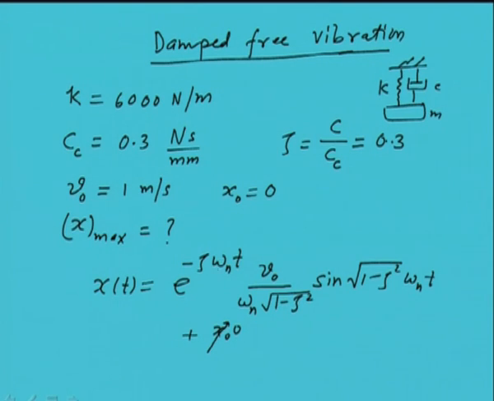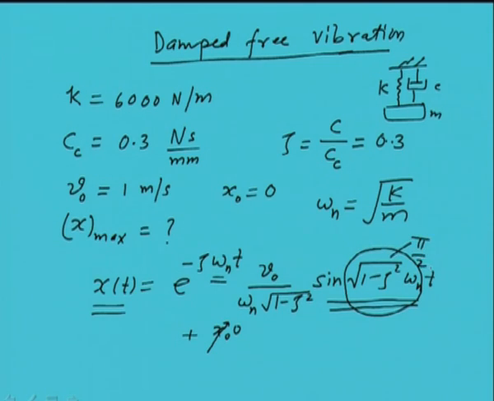Now we need to obtain various quantities like the undamped natural frequency, which can be obtained as omega n equals square root of k by m. Mass is not given here, but based on the values given we can calculate the mass. We are interested in the maximum displacement, so the displacement will be maximum when this sine quantity is 1. That means we will have this quantity as pi by 2, so square root of 1 minus zeta square times omega n t is pi by 2.